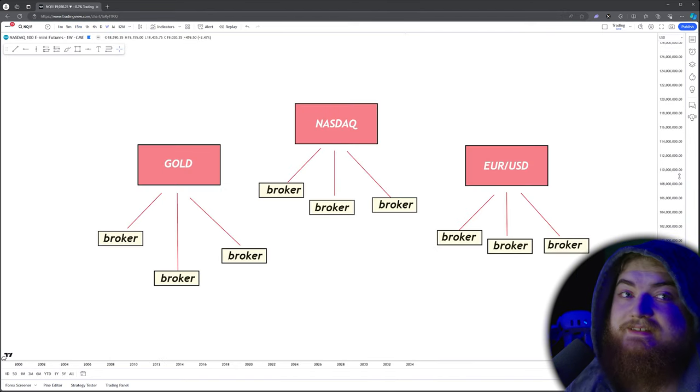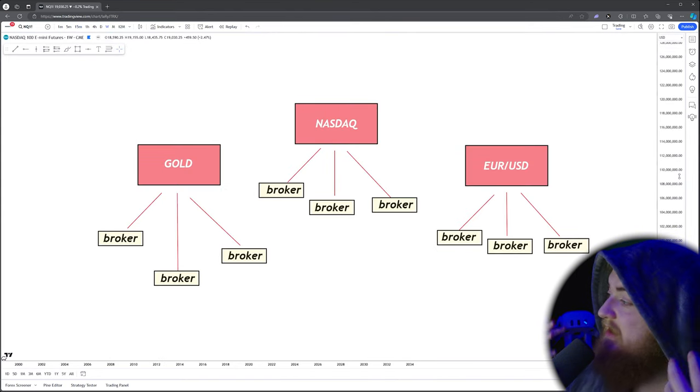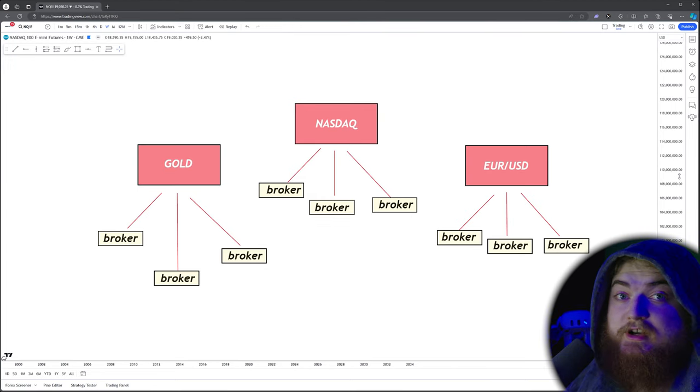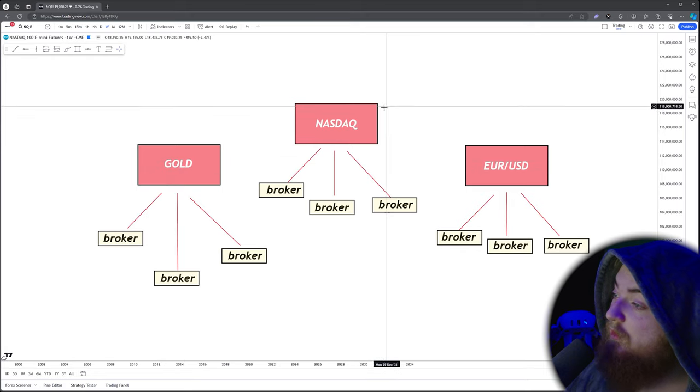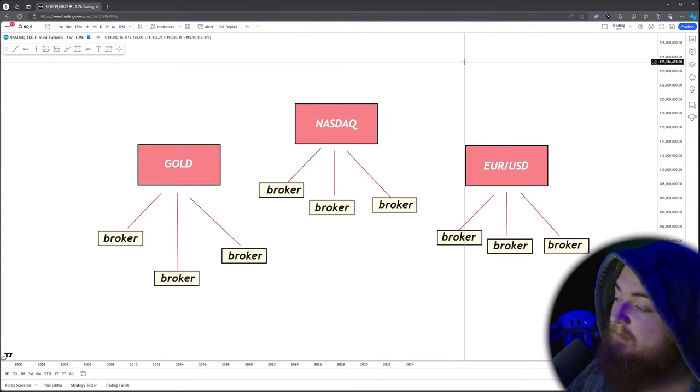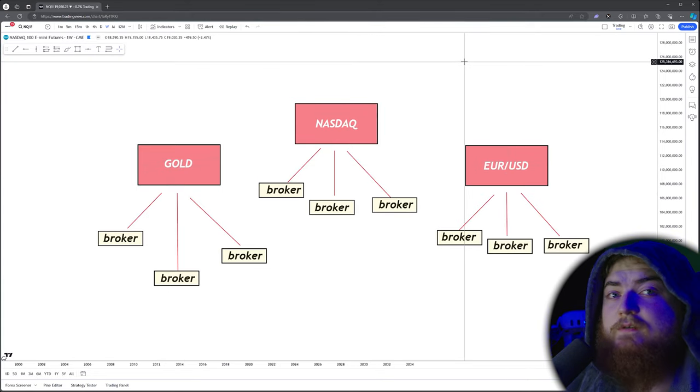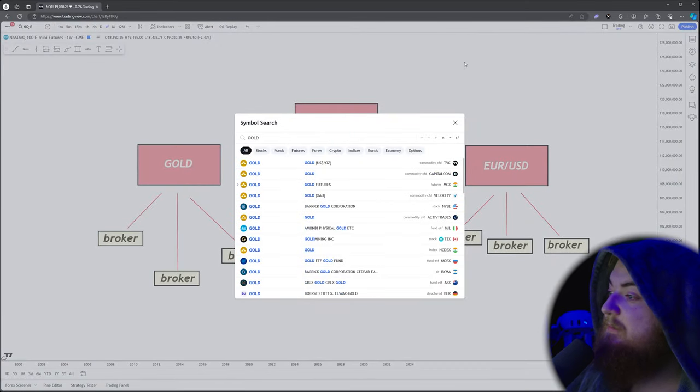Alright, so let's take this as an example. Let's say you have a bunch of different assets you want to do technical analysis on. You want to trade, you want to chart, right? You have gold, you have NASDAQ, you have Euro USD. Well, when I go to look for the chart for gold, and I type in gold on TradingView, well, we have a bunch of golds, right?